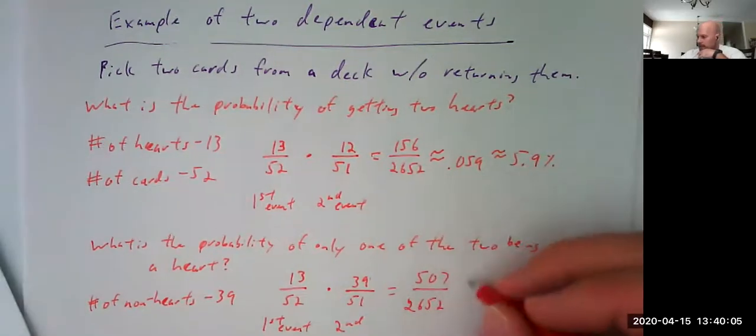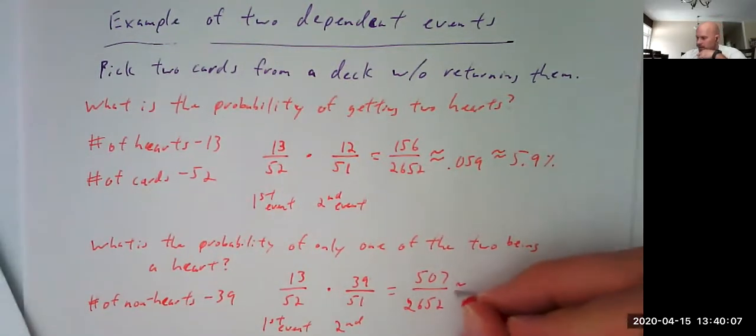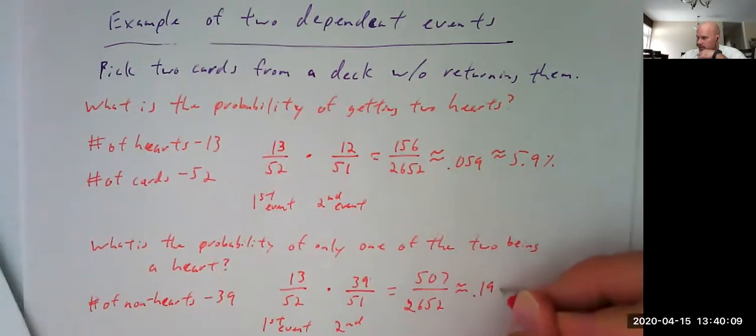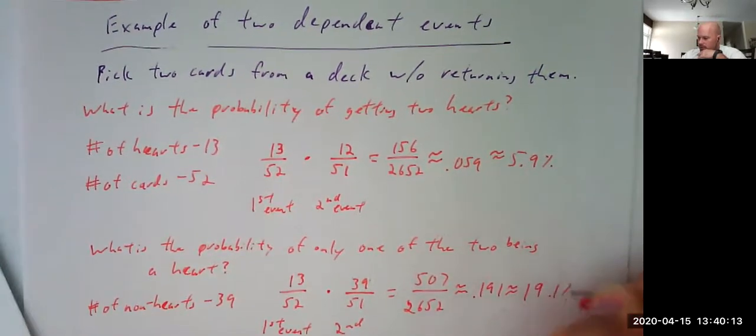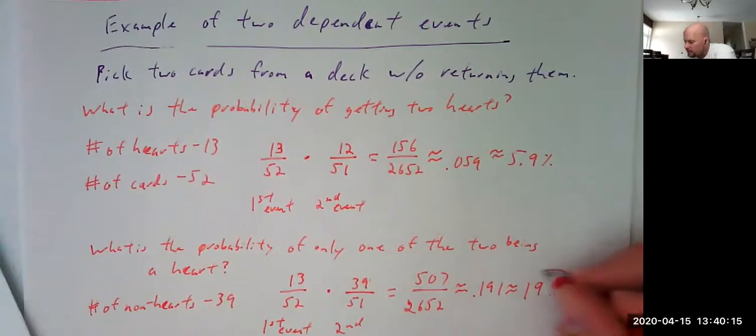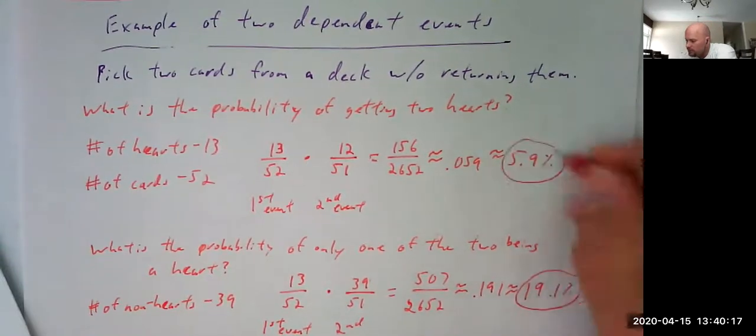So we have our fraction. We go ahead and change it to a decimal, 0.191. And as a percent, 19.1%. And those are our answers.